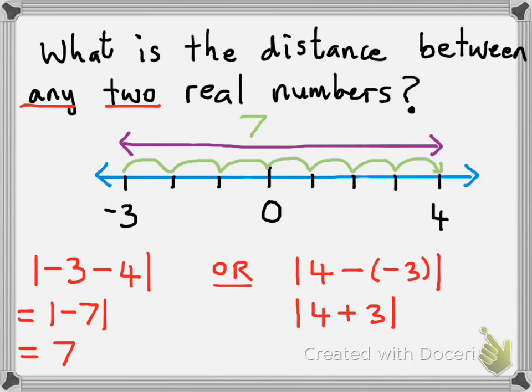Or the absolute value of 4 minus -3 is the same thing as the absolute value of 4 plus 3. Why? How does that happen? Well, you can see the negative and the negative, right? If you are multiplying negative by negative, you get a positive. So the absolute value of 4 plus 3 is the absolute value of 7, which is also 7.